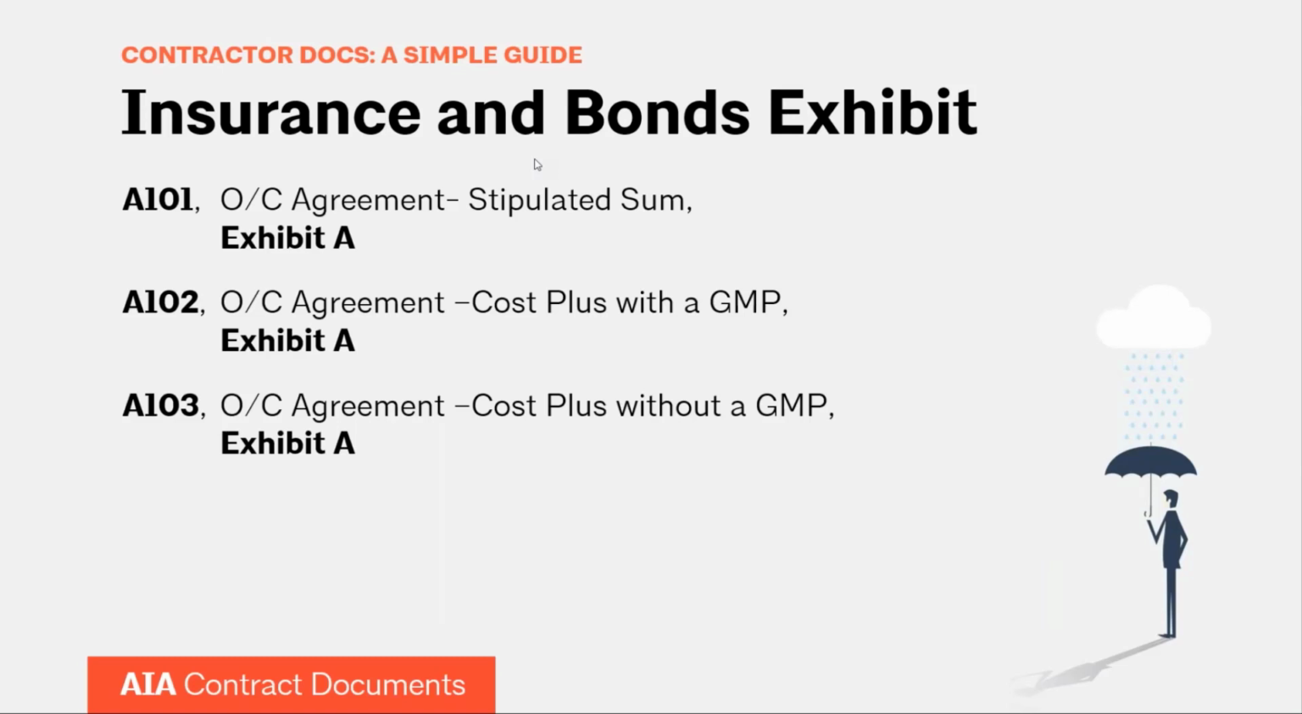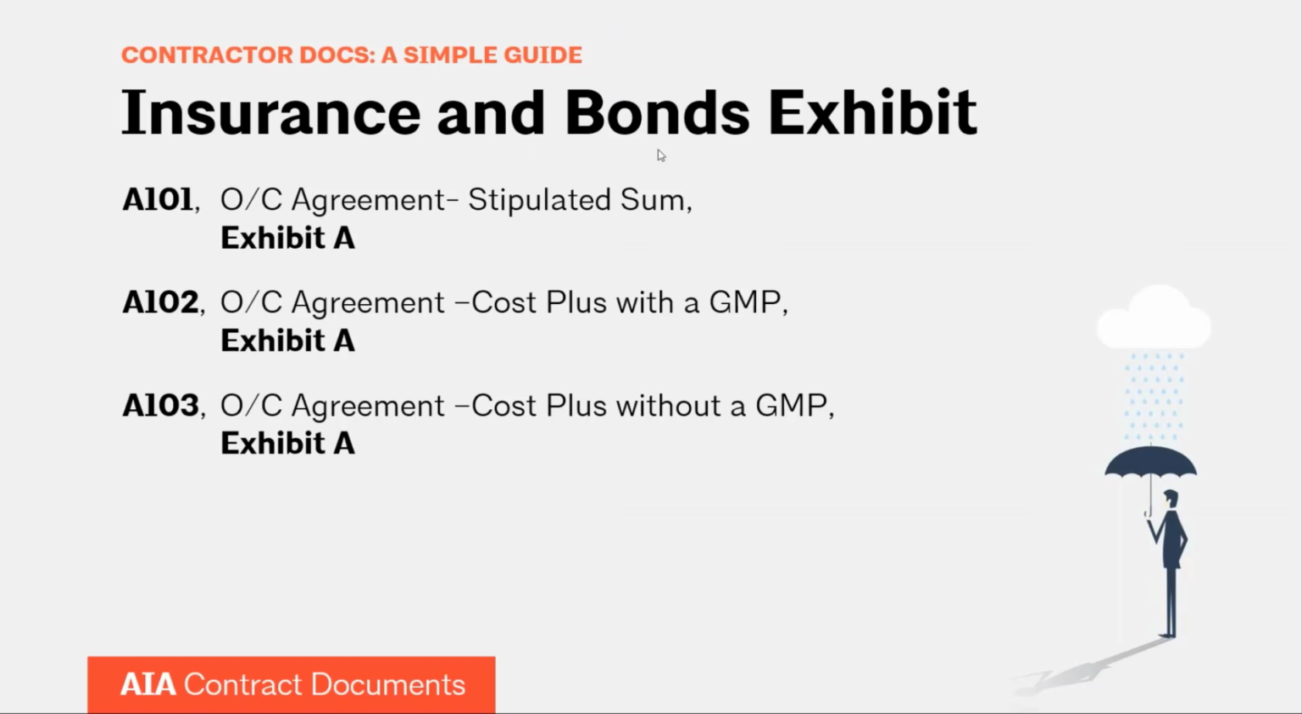Okay, so I did mention the insurance and bonds exhibits, and so these are exhibits to the A101, A102, and A103. This is a little bit of a difference from the 2007 versions. We normally update documents on a 10-year cycle, and so the current versions are from 2017, and the prior versions were from 2007. And this is for the conventional family. The other families are updated in different times, different years.